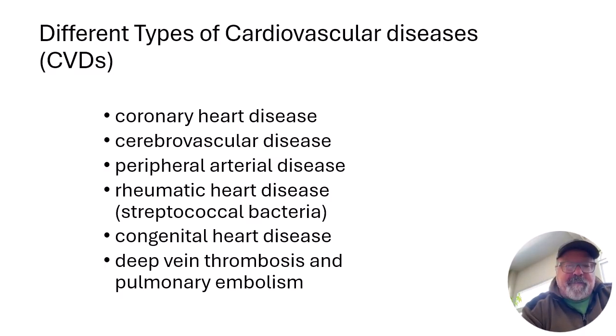And lastly, deep vein thrombosis. And this is the type of clot-forming activity that can happen in your lower extremities that leads to things like pulmonary embolism.